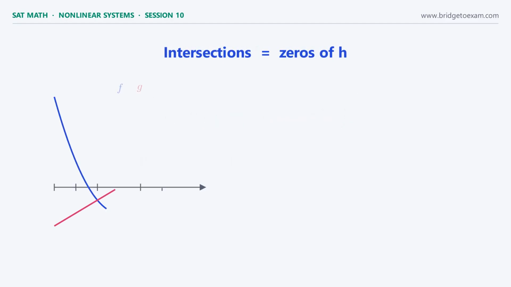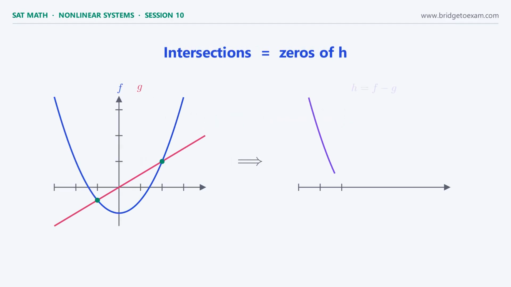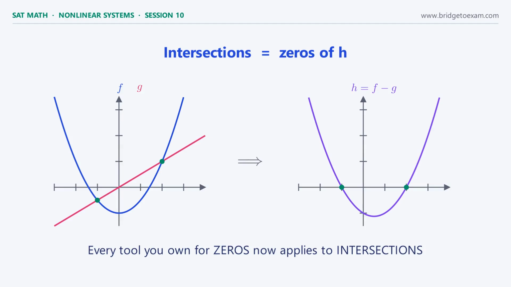Here's the idea. Instead of thinking about two graphs f and g, think about one new function. h of x equals f of x minus g of x. The difference. Now ask, where do f and g intersect? They intersect where f of x equals g of x. And if f equals g, then f minus g is 0. So h is 0. That's the whole move. Intersections of f and g are exactly the zeros of h.